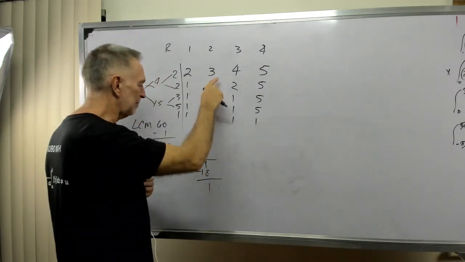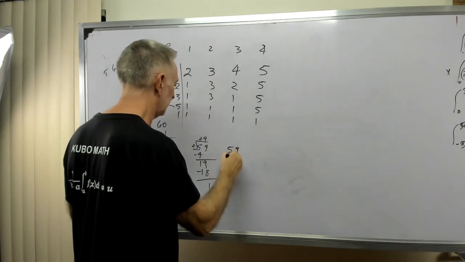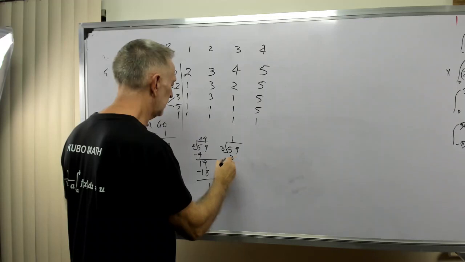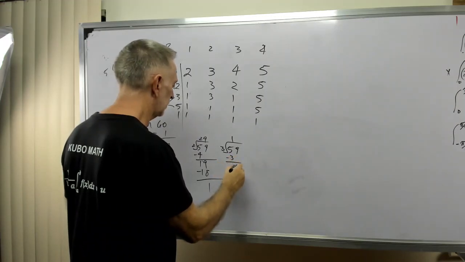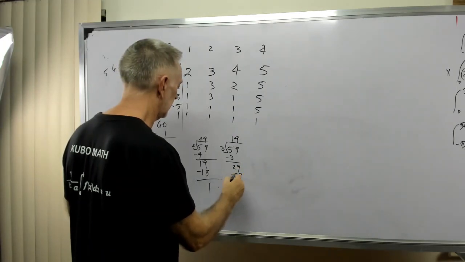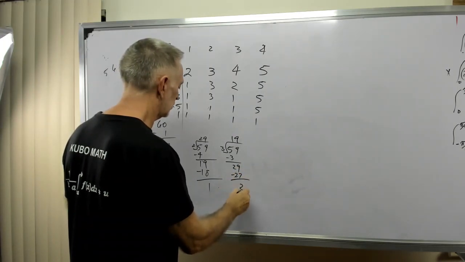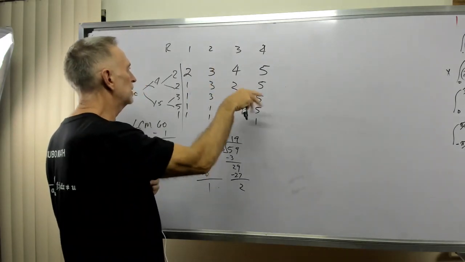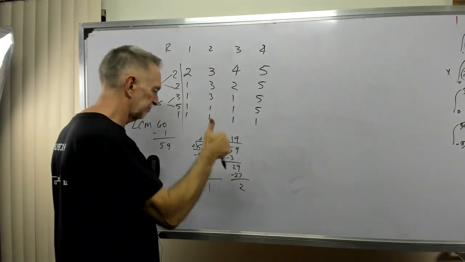Now then, what happens when we divide it by 3? Well, 1 times 3 is 3. That leaves me 29. 9 times 3 is 27. Hey, awesome. 29 minus 27 is 2. So when they counted in 3s, 3, 6, 9, 12, they had 2 left over.